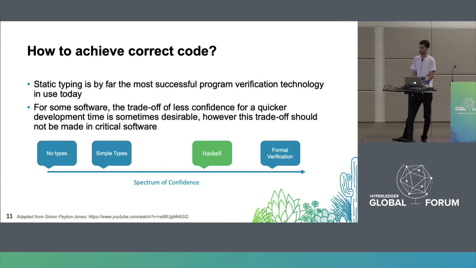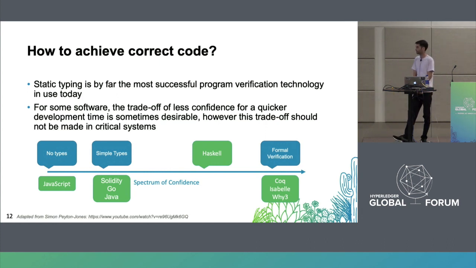To the left of the spectrum, there's simple types, and they include languages such as Solidity and Go and Java. Pretty much most imperative languages that have typing are classified as simple types in this context. But then further up the spectrum, we have languages like Haskell and other strongly typed functional programming languages that give you a higher level of confidence due to how their type system works. That's without performing formal verification yet. You still have a higher base level of confidence in your code due to how Haskell's type system works. And then there's a level on top of that, which is formal verification, which I'll be getting to a bit later.